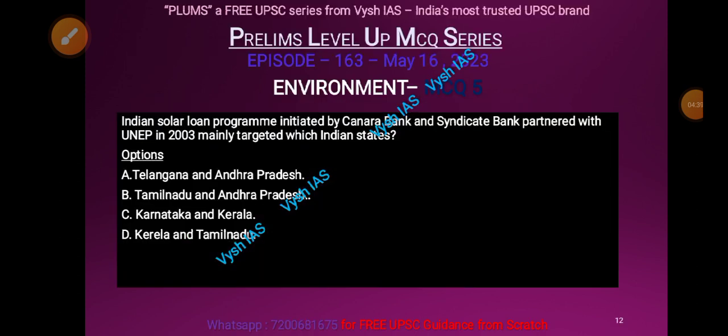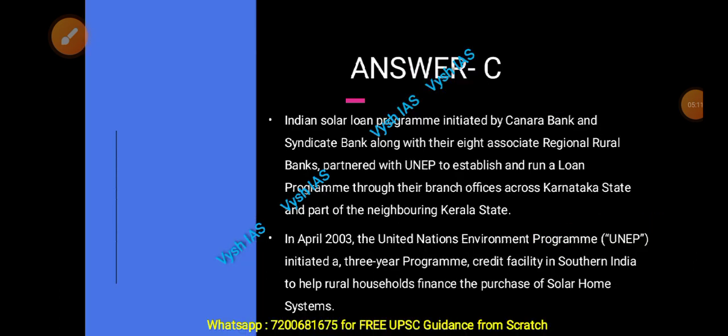Now the final MCQ, number 5. The Indian Solar Loan Program was initiated by Canara Bank and Syndicate Bank, partnered with UNEP in 2003. It mainly targets which of the Indian states? Options are: A, Telangana and Andhra. B, Tamil Nadu and Andhra Pradesh. C, Karnataka and Kerala. D, Kerala and Tamil Nadu. Now let us see the answer of the final MCQ.